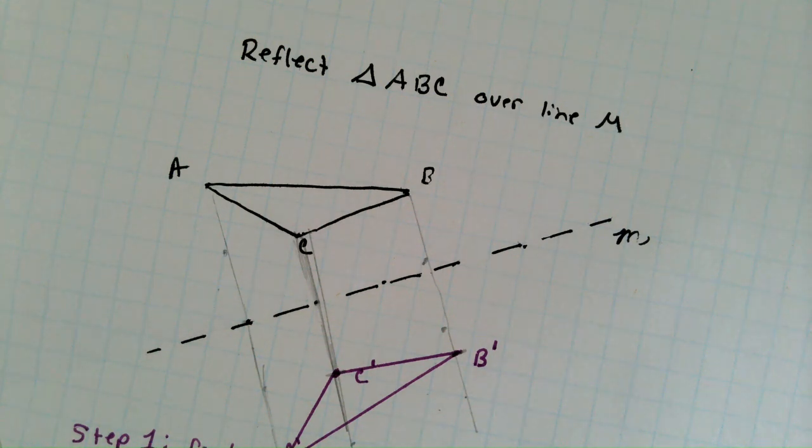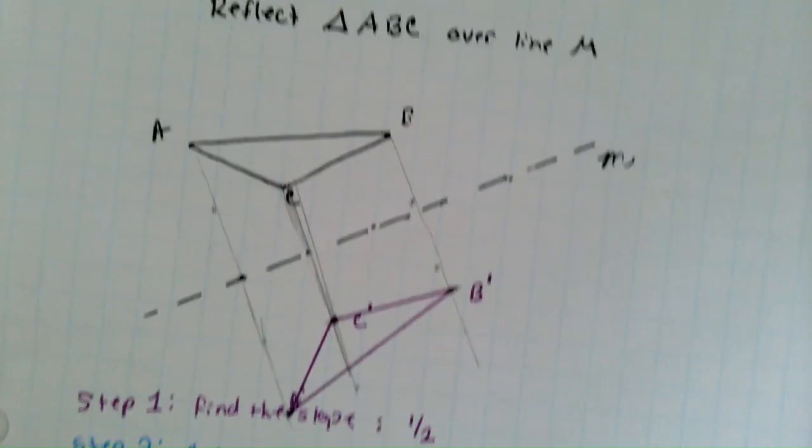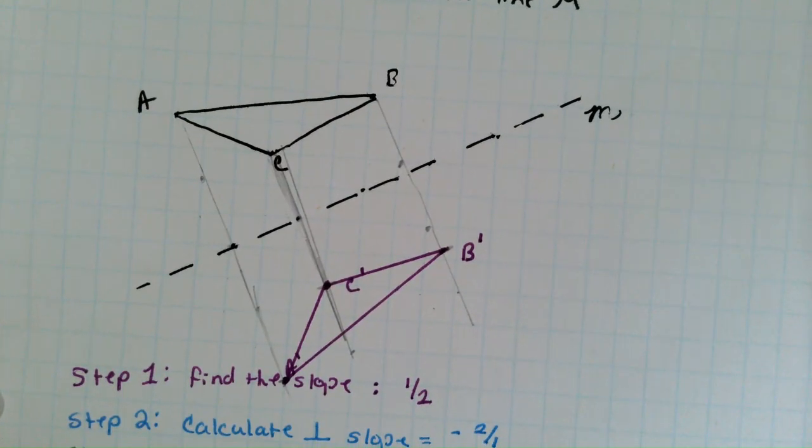But all we did was we drew perpendicular lines based off of the slope through our line of reflection, measured the distance, and copied it.